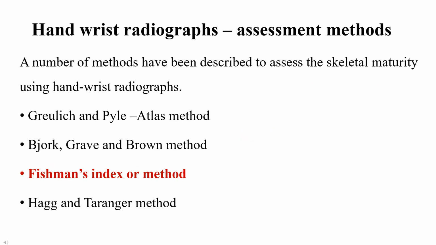A number of methods have been described to assess the skeletal maturity using hand-wrist radiographs, including the Atlas method of Greulich and Pyle, Bjork, Grave and Brown method, Hagg and Taranger method, and Fishman's method. Out of which Fishman's method is more commonly used, because of its reliability and reproducibility.